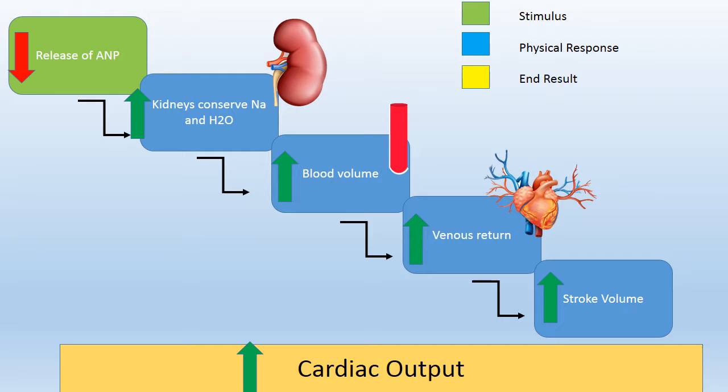Atrial natriuretic peptide is normally released in response to high blood pressure. When the production of ANP decreases, the kidneys begin to conserve sodium and water. Next, blood volume increases, so there is an increase in the venous return of blood back to the heart. The stroke volume increases since there is a high amount of blood volume. This results in an increase in cardiac output.